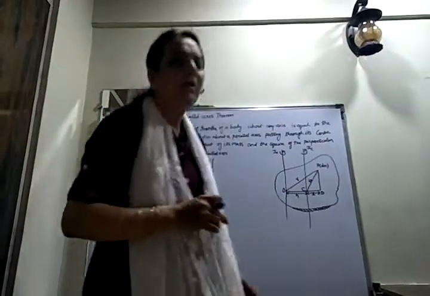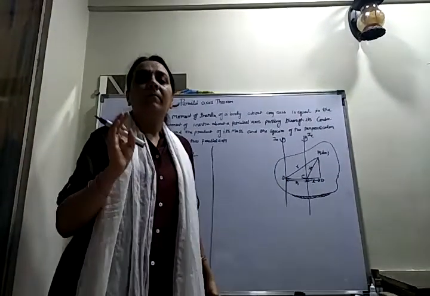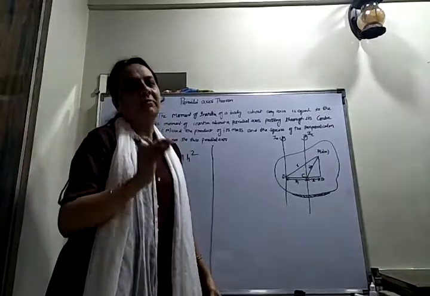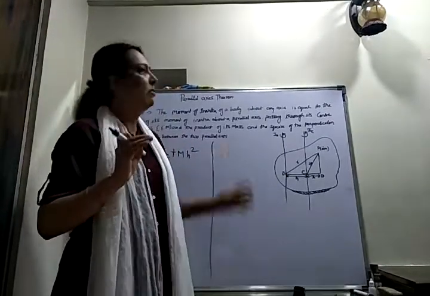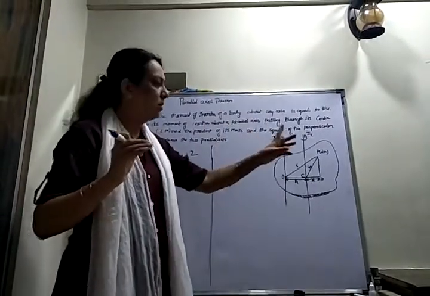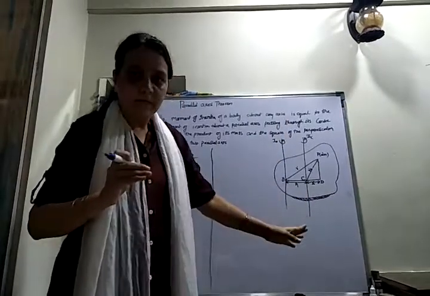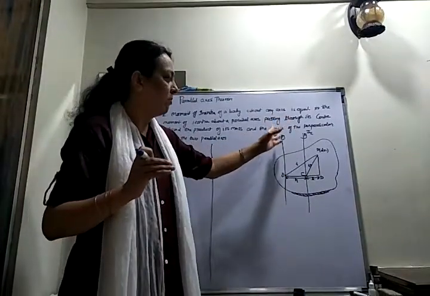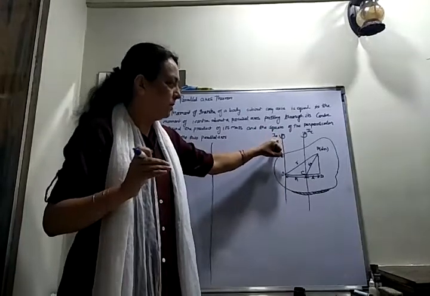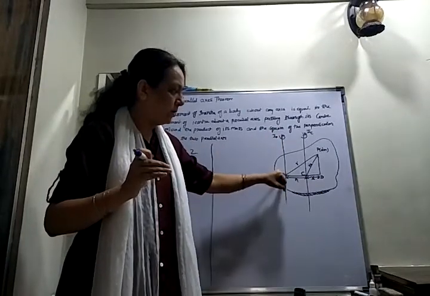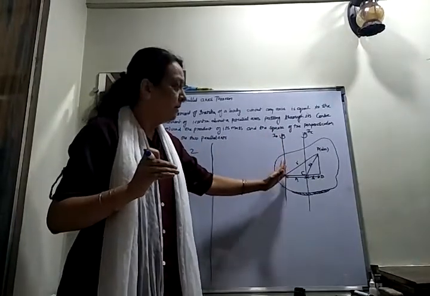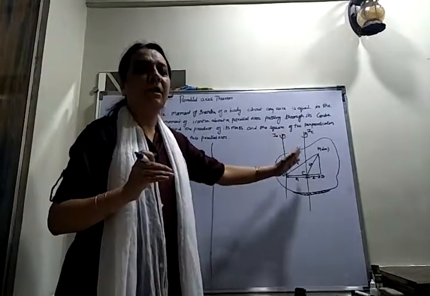Welcome students. In the previous lecture we studied moment of inertia. Now in this lecture we are going to study a theorem, the parallel axis theorem. In this theorem we are going to find the formula for the moment of inertia about an axis which is perpendicular to the plane of paper, and two axes which are parallel to each other.